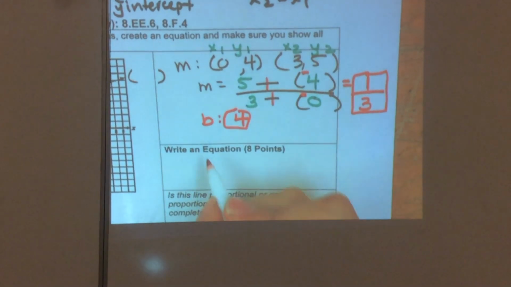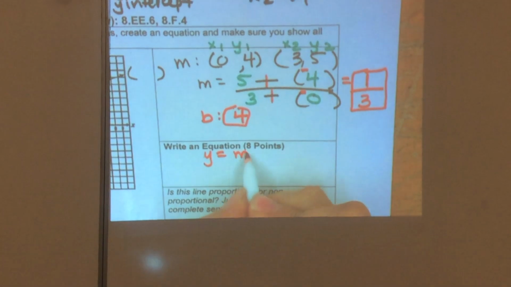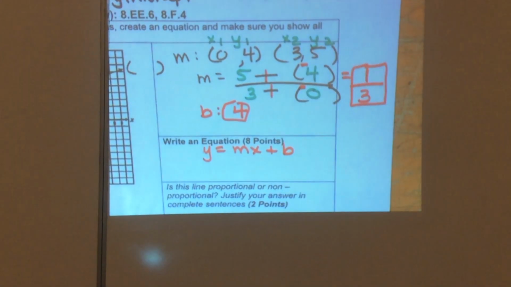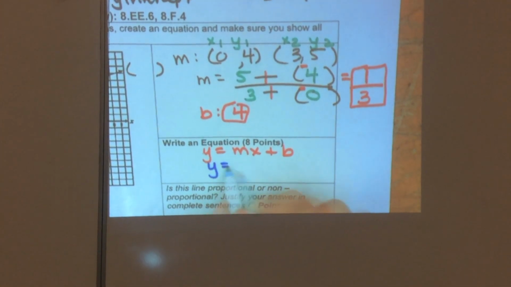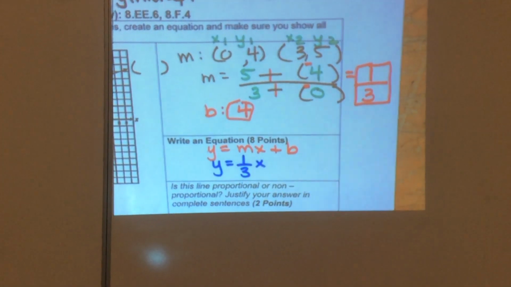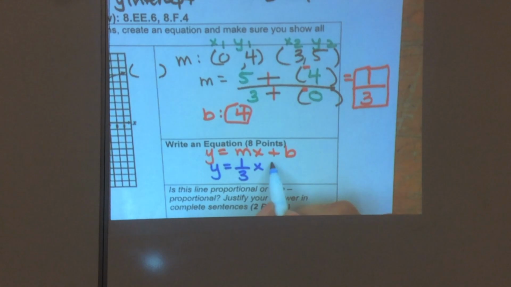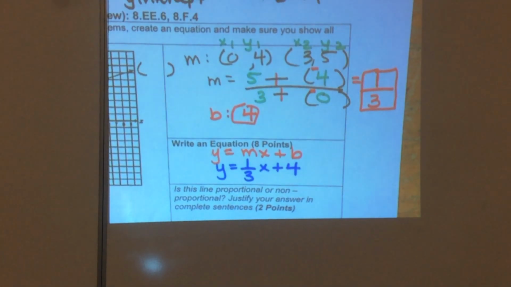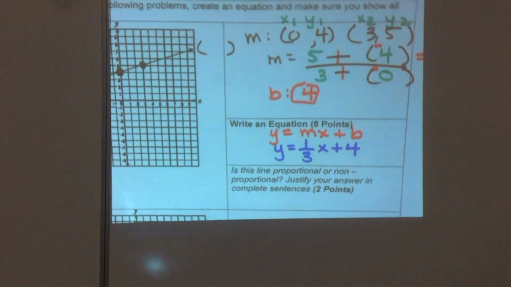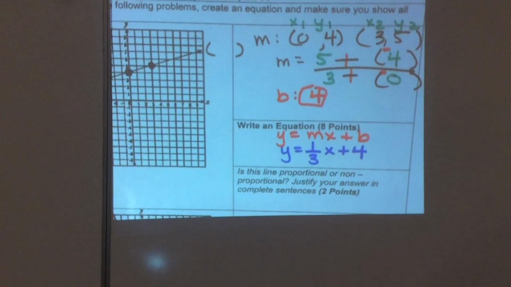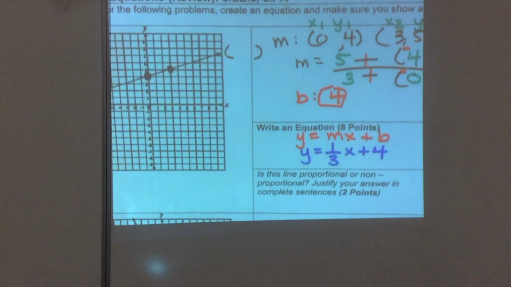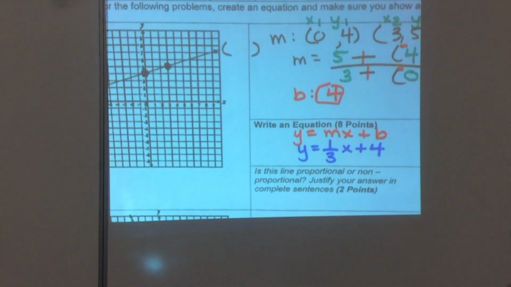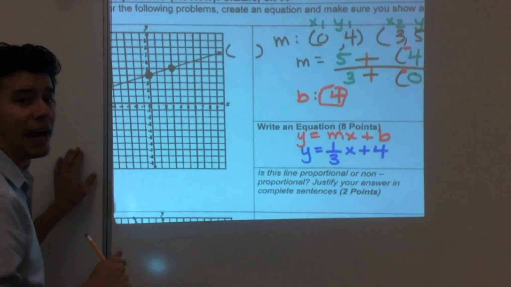So if I want to write an equation, it's y equals mx plus b. So instead of the m, what am I going to write? 1/3. 1/3 x. And instead of the b, what am I going to write? 4. Plus 4. Now that right there is your equation. And geniuses, you already know how to graph. Look at this beauty right now. You already know how to graph.